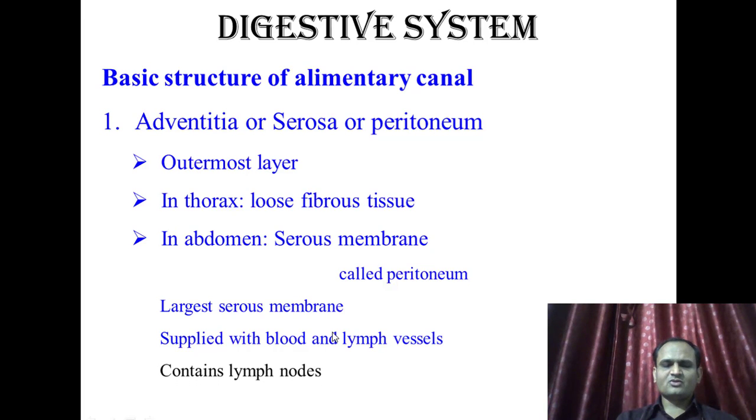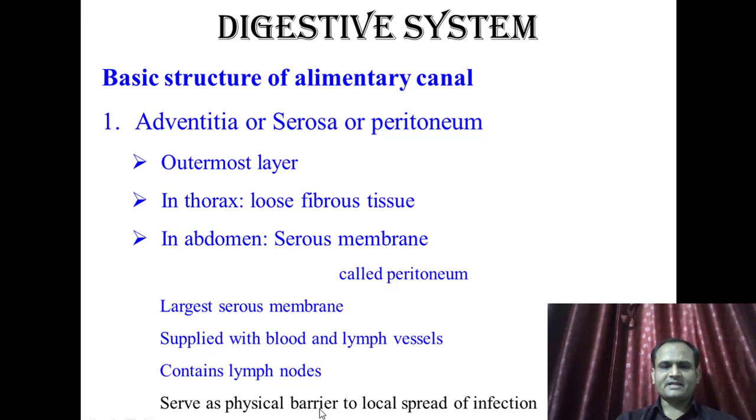It also contains lymph nodes, and since it possesses lymph nodes, it has a role in protection. Lymph nodes possess lymphocytes, and lymphocytes have a particular role in the prevention of infection. So the layer of peritoneum serves as a physical barrier, and it protects us from the local spread of infection.